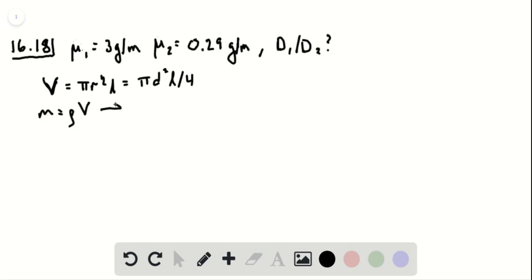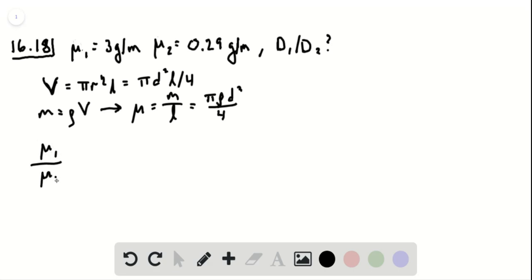Now, we don't know how long the strings are, but we also don't know what their volumetric density is. So it's a good thing that we don't have to, because we're going to take the mass and divide it by L. And so what we get is pi rho d squared over 4. And you might say, well, we still don't know what rho is. However, since they're made of the same material, that's the same for both of them.